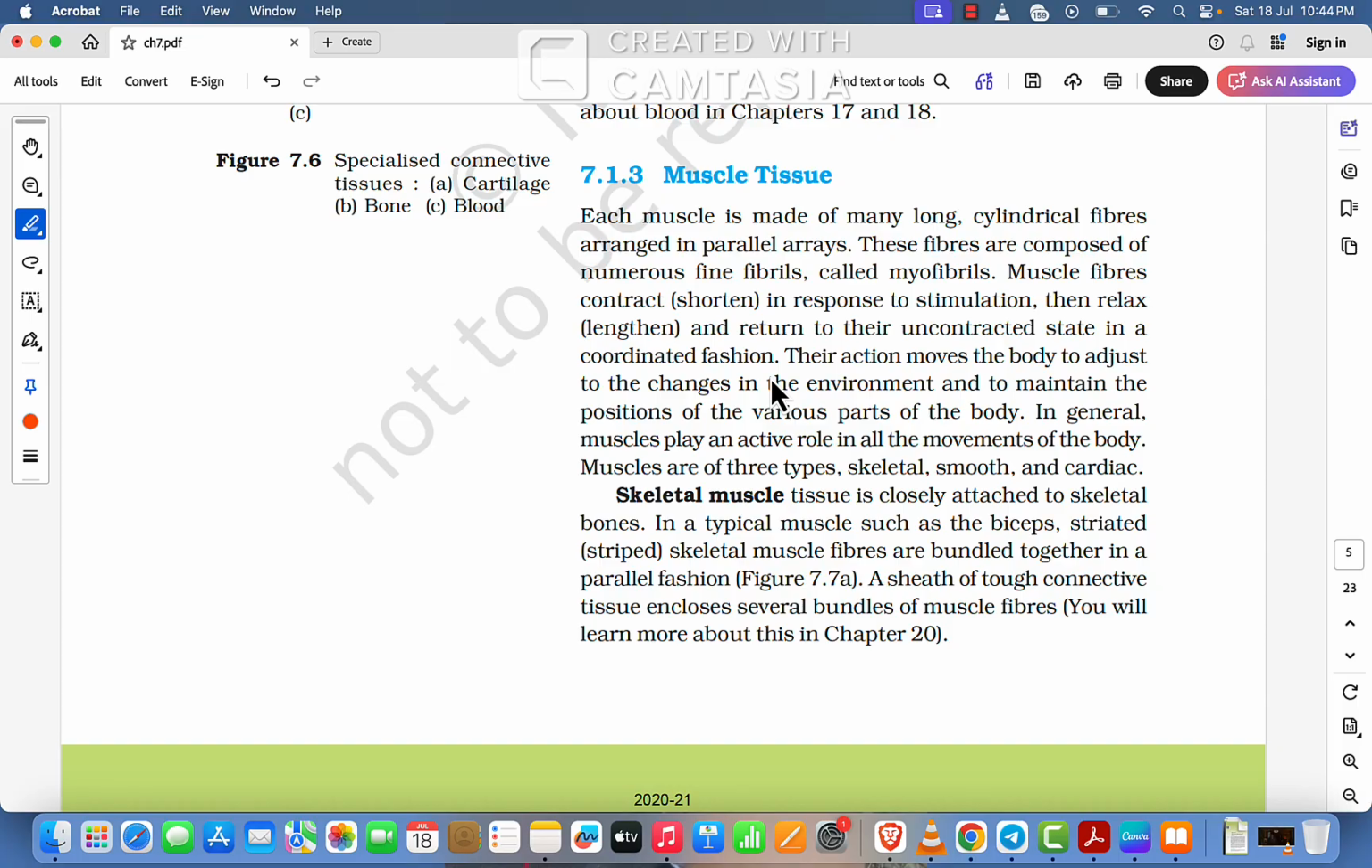Muscle fibers then relax, lengthen, and return to their uncontracted state in a coordinated fashion. Their action moves the body to adjust to the changes in the environment and to maintain the position of the various parts of the body. In general, muscles play an active role in all the movements of the body. Muscles are of three types: skeletal, smooth, and cardiac.